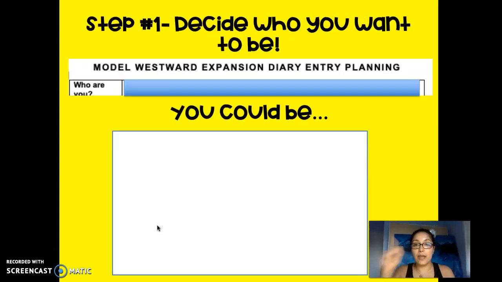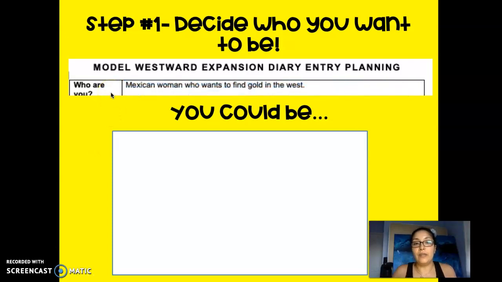The first step, step 1, is decide who do you want to be. So here's my model answer for planning my diary entry. I decided I want to be a Mexican woman who wants to find gold in the West. I'm going to be a woman who's from Mexico who wants to find oro in the oeste of the United States. Okay, who do you want to be for your diary entry?